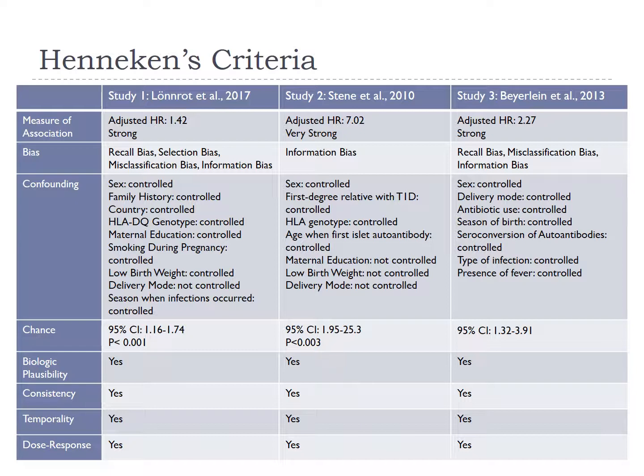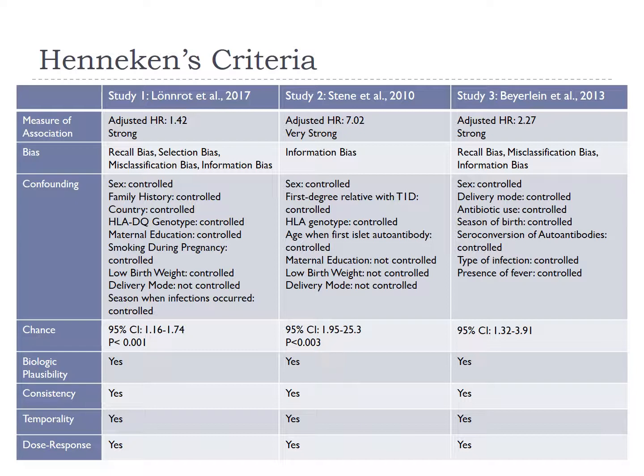All the studies were able to establish temporality because we can measure islet autoimmunity occurring after the exposure of being infected by viruses that cause upper respiratory infections. All 3 studies also show a dose response because the more viral infections that the children have, the greater the likelihood that they will develop islet autoimmunity.